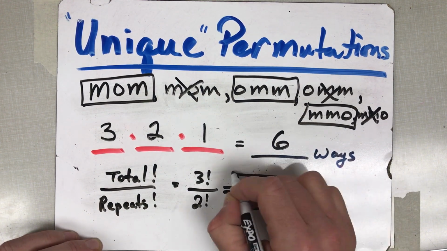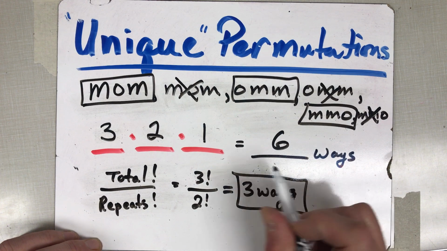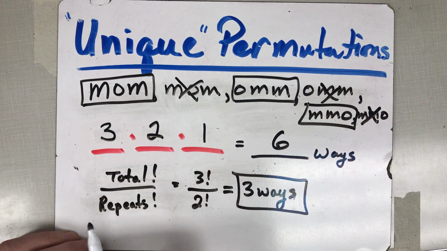The way you're going to get the correct answer next time is to make sure you always divide out anything that repeats from your total, okay? Let's try another one here. Let's try the word puppy.